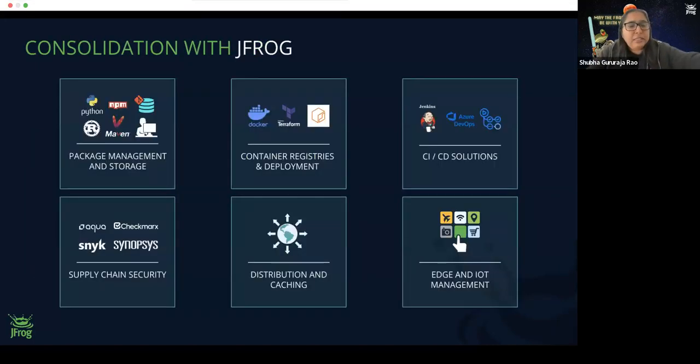The last one that I do want to talk about is how do you consolidate with JFrog? If you look at JFrog, many of our customers and many people in the market know us by Artifactory. Artifactory is a main component. This is where you store your packages and your binaries. Once you store your binaries, this is where the entire journey kicks off when you think about the end stage, which is your deployment, right?